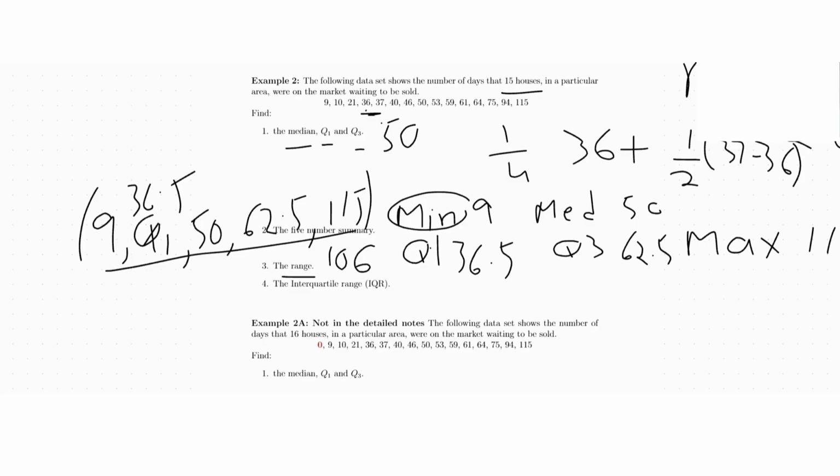So the minima is 9 and 115 is the maxima. But if you see, the median is 50 and Q1 and Q3 are 36.5 and 62.5. So this tells us that the data is kind of evenly distributed, but more skewed towards the lesser part of 62.5. Even though the maxima is 115, the Q3 is 62.5, which is very far from it, compared to 36.5, which is a little near to the minimum value. And these two are very close to the median value.